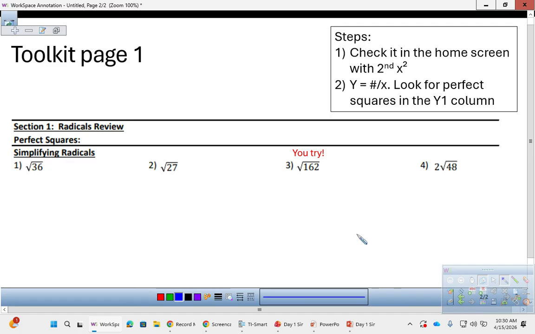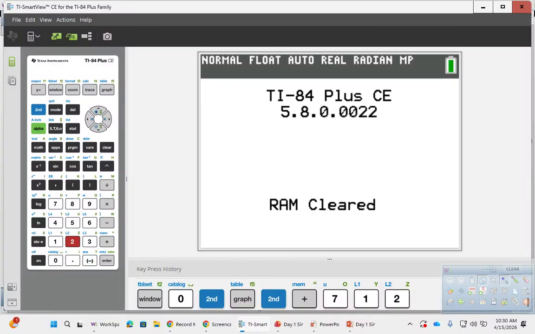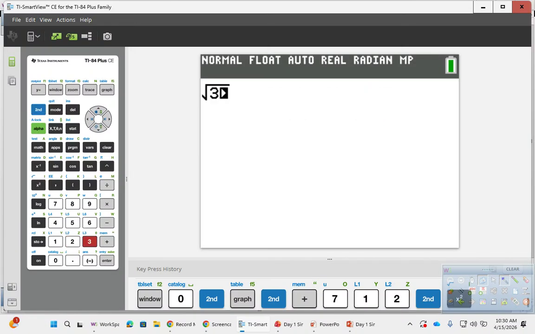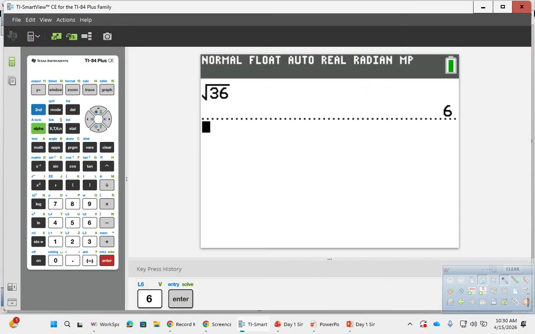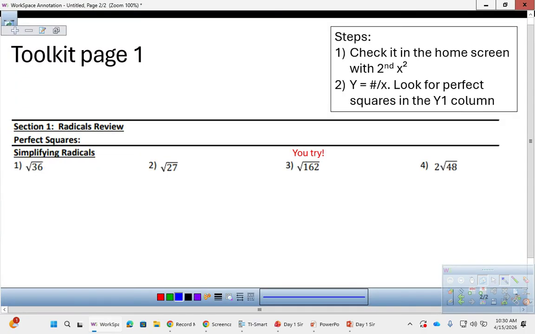So just the steps in case you forget. You check it in the home screen. So if I type the square root of 36 in the home screen and I get a whole number, then I'm good to go, right? And if in the home screen I get a decimal, then I go to the y equals screen and I do the number divided by x. So in my home screen of my calculator, if I want to check the square root of 36, hopefully you know what the square root of 36 is, all right? But still, you can check it. And if when you type it in the home screen you get a whole number, then that's just your answer. So the square root of 36 is just 6.